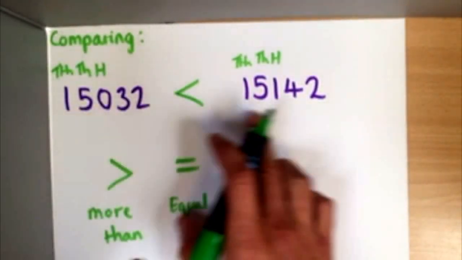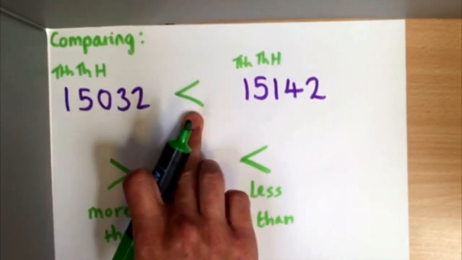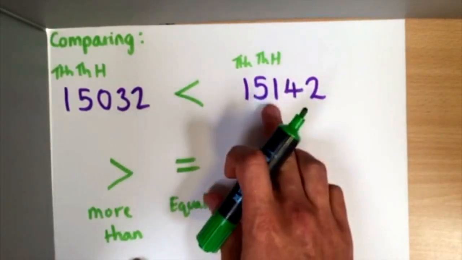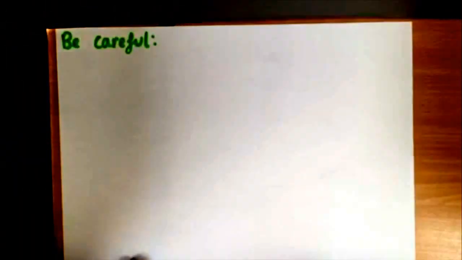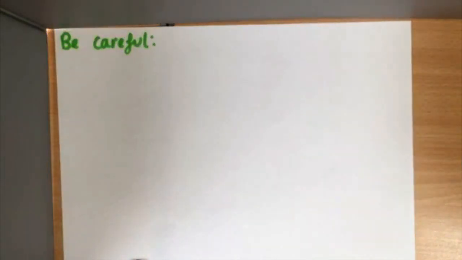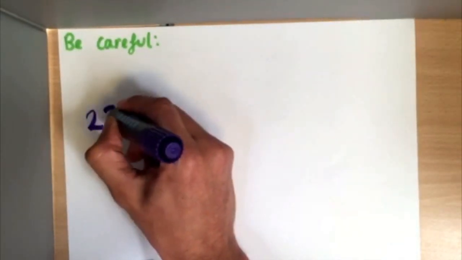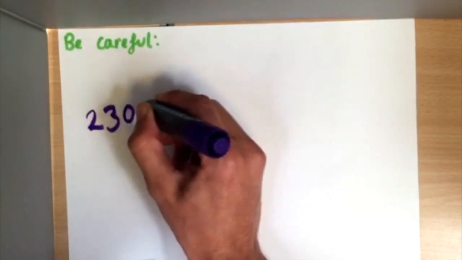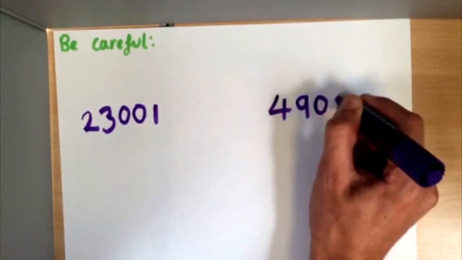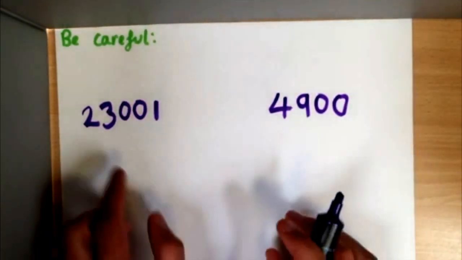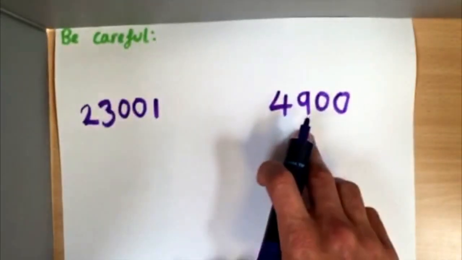so I can read this number sentence like this: 15,032 is less than 15,142. Now just a quick bit of advice before we finish. My special tip was always start from the left. So if I gave you another quick 2 numbers, let's say 23,001 and 4,900, if I start straight from the left and I go, well, this one's got a 2 here and this one's got a 4, this one must be bigger.